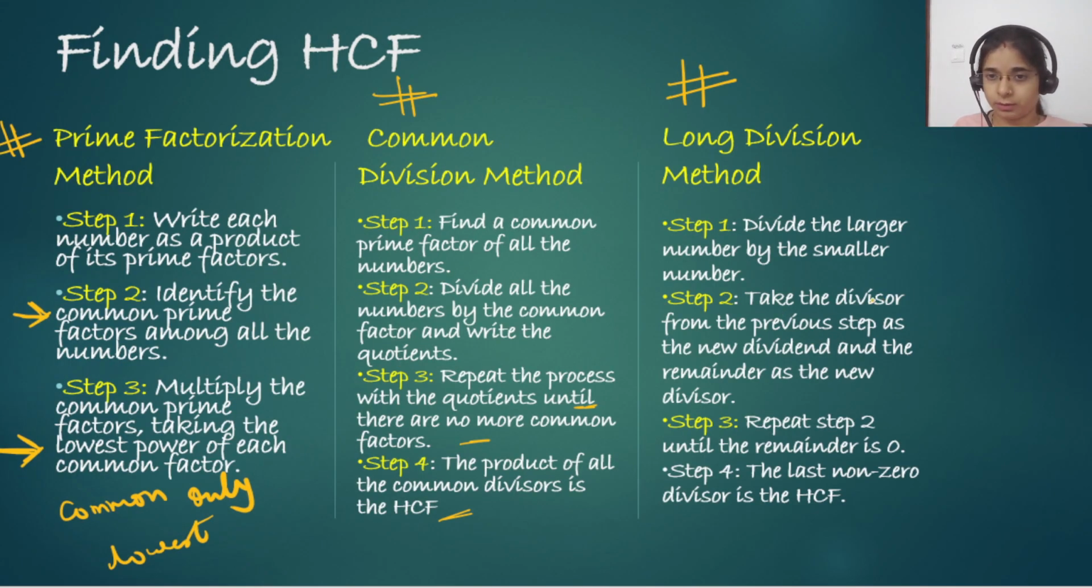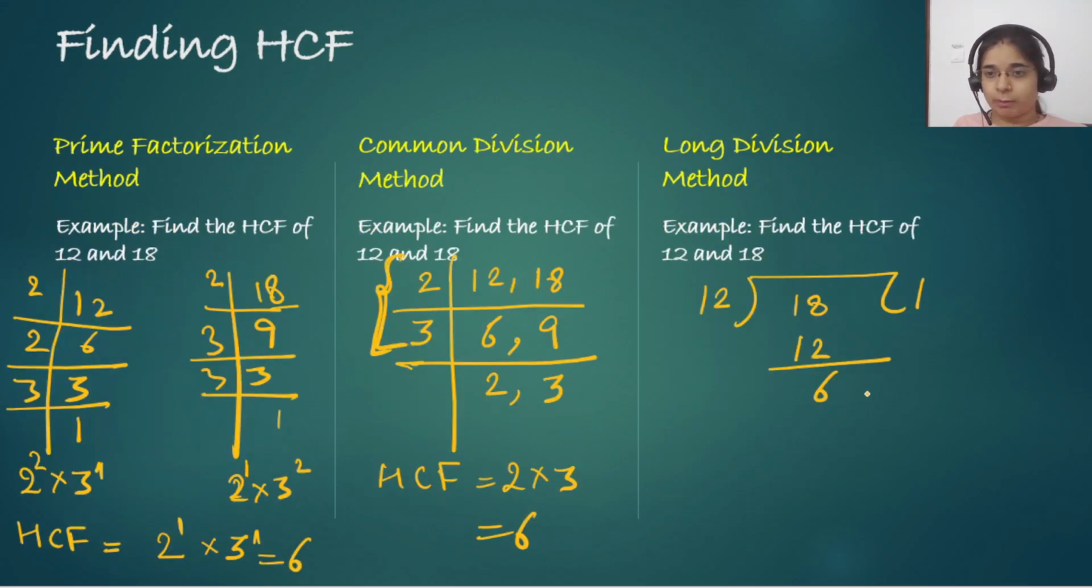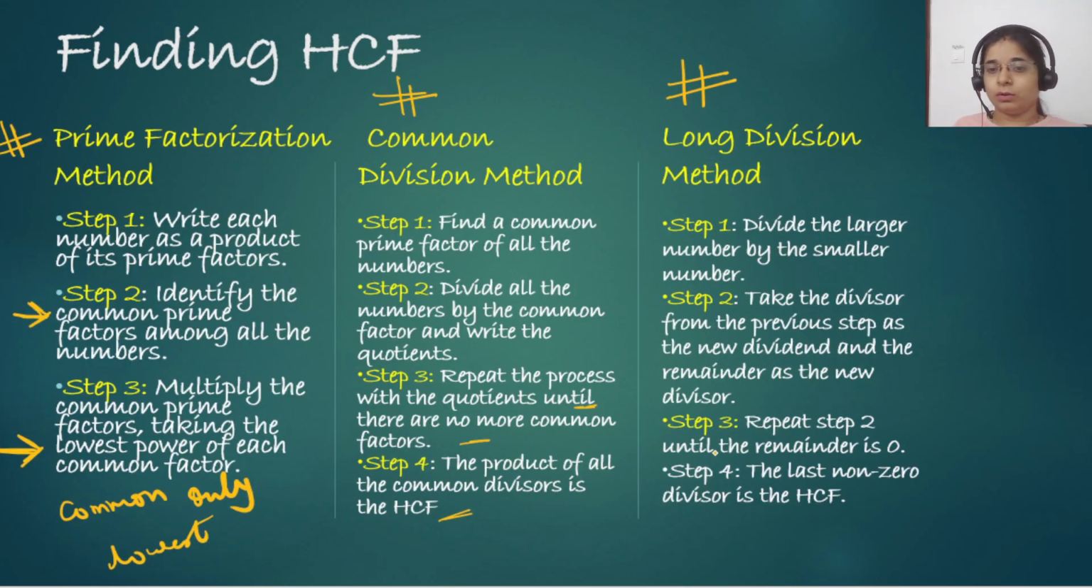Take the divisor from the previous step as the new dividend and remainder as a new divisor. So this remainder I take as a new divisor, and this divisor from the previous one I take as the new dividend. Now I'll divide it. This is 6 2s are 12 and I get the remainder 0. So repeat the step 2 until the remainder is 0, and the last non-zero divisor is the HCF.